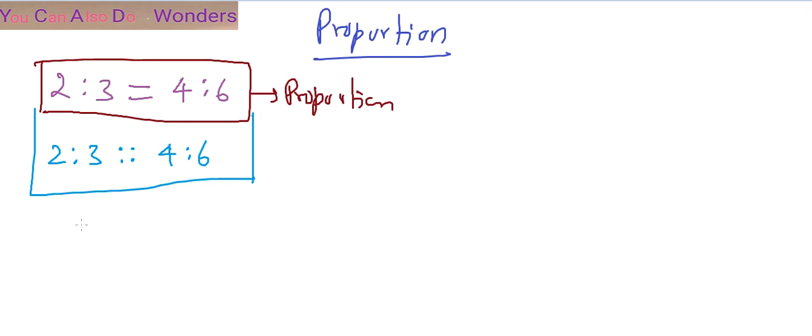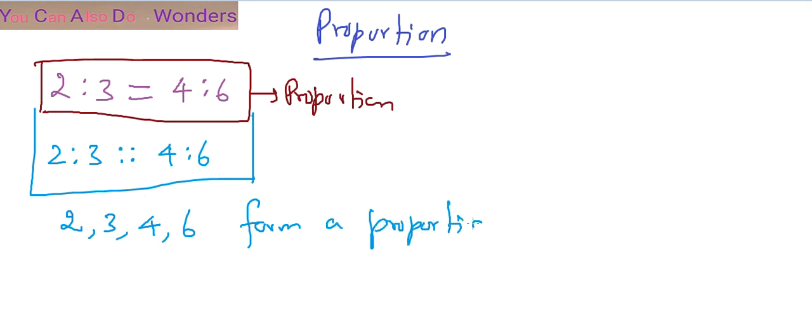See, here we say these numbers 2, 3, 4, 6 form a proportion. Or in other words, if these four numbers form a proportion, then we can say 2:3 equal to 4:6.